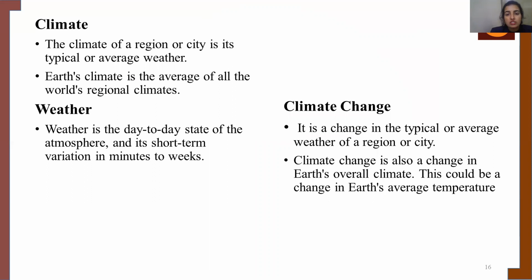So the average of these weathers all together forms the climate. So we can say Earth's climate is the average of all the world's regional climates. Keeping this in mind, when we talk about climate change, it is the change in the average weather of a city or a region. Climate change is also a change in the Earth's overall climate. This could be a change in Earth's average temperature. So when climate change is happening, it will change the Earth's temperature in total.